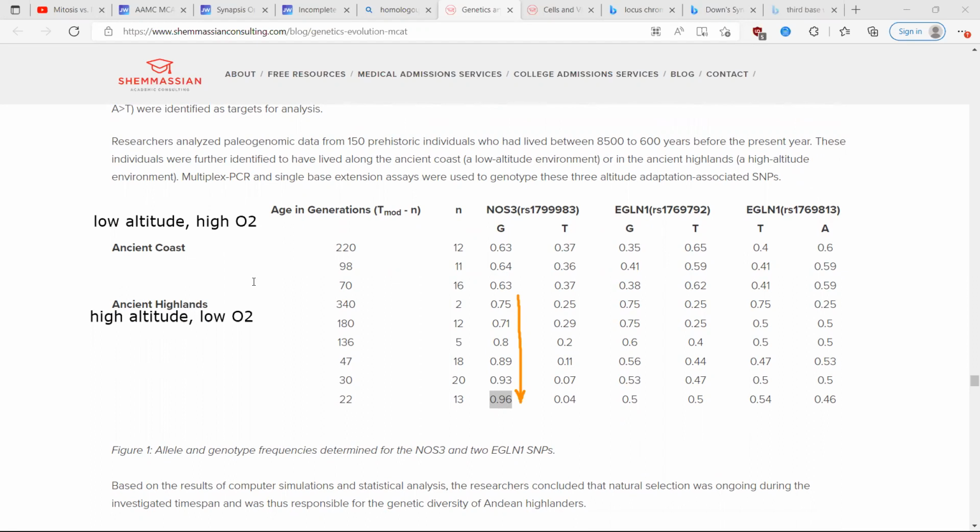T mod minus N, this is throwing me off. Age decrease in generations. I'm trying to figure out, is the 22 the oldest or the youngest? It's the youngest, right? It's the most recent generation. I think that makes sense. Okay. Anyway, hold on. Let's not get confused.